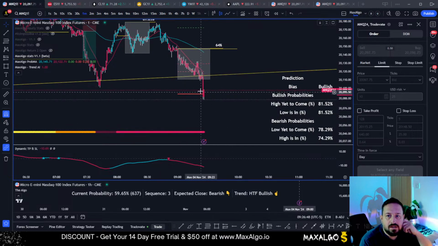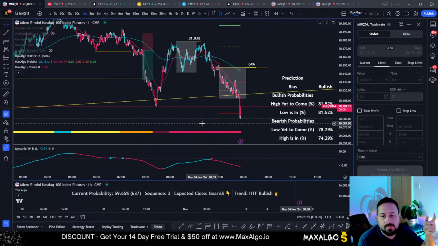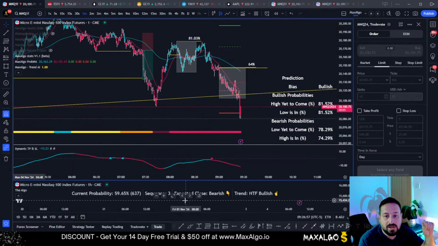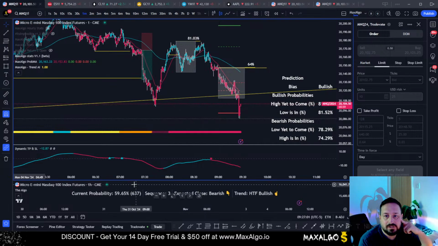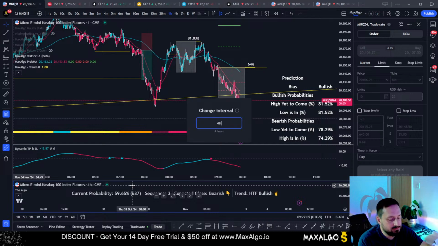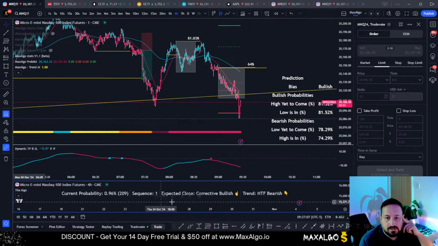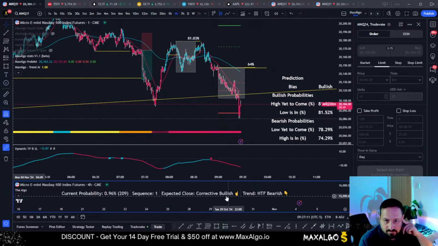So we've hit our average hourly. Remember our 4 hour that we went up to, showed what? What did our 4 hour show? Showed a high probability of closing bearish. We predict bullish at 0.96%.